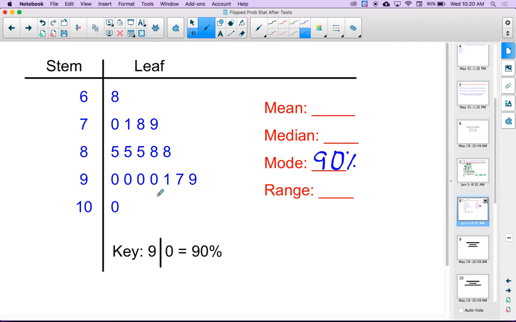Next easiest is the range. Range, when we take the greatest, then we subtract the least. 100 minus 68 is 32%.